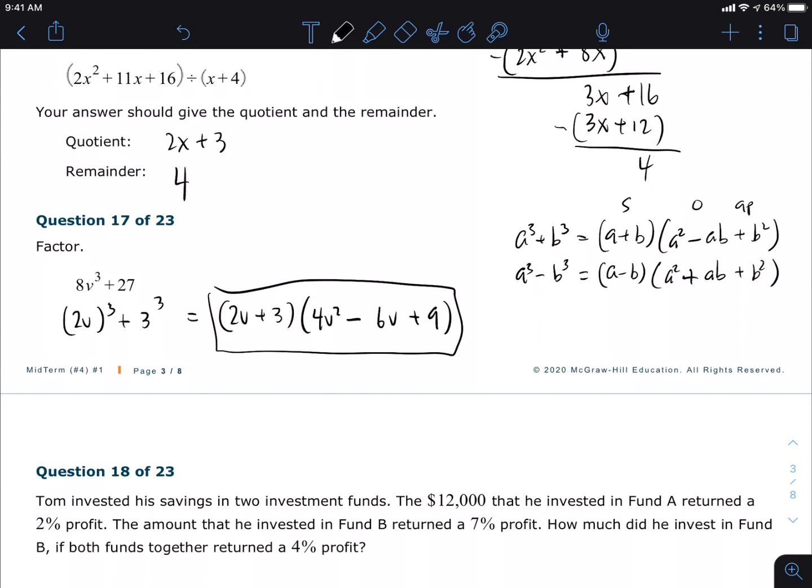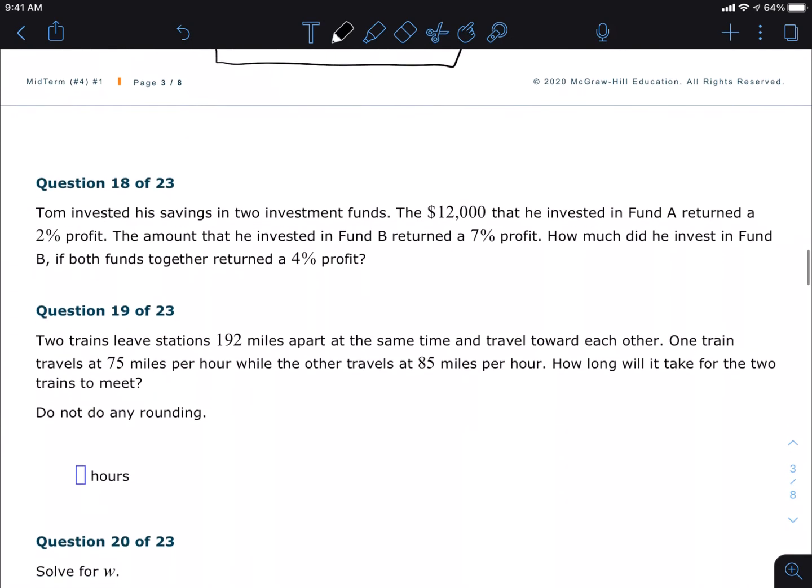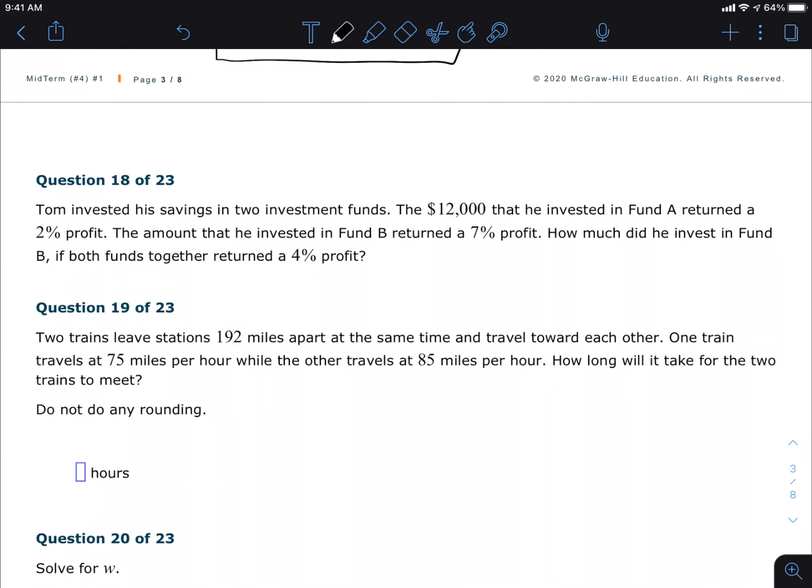Okay, let's do word problems. These are so much fun. So it says in this problem that $12,000 is invested in a fund that returns 2%. So I'm going to go 12,000 times 0.02 plus something that returns 7%, but I don't know the amount of money, so I'm going to go 0.07x. And then it says together the group got 4% back. So we're going to go 12,000 plus some x amount that I don't know times 0.04.